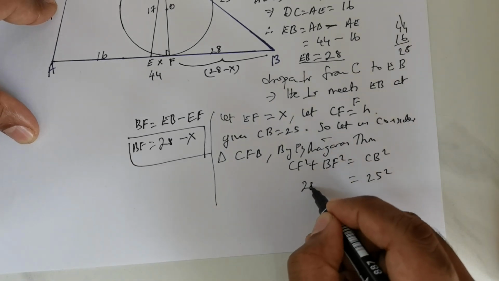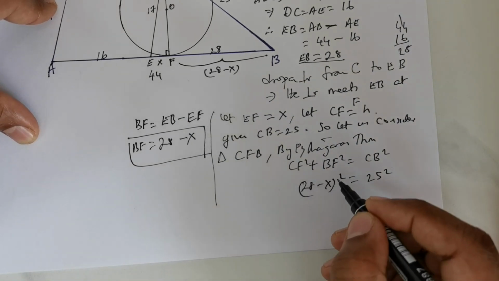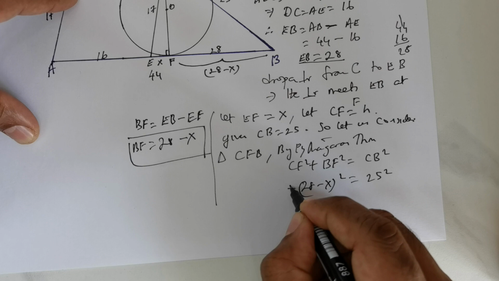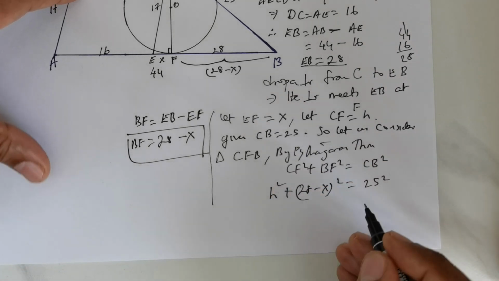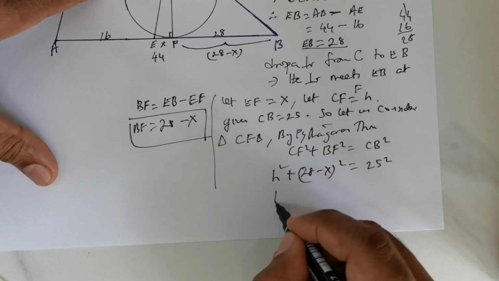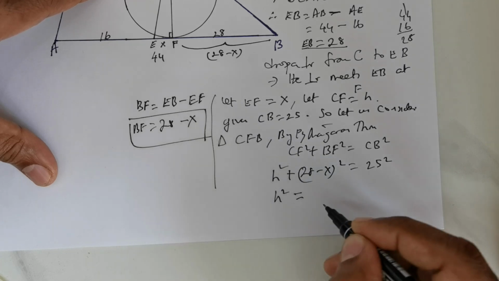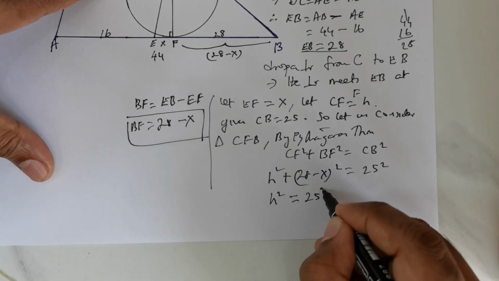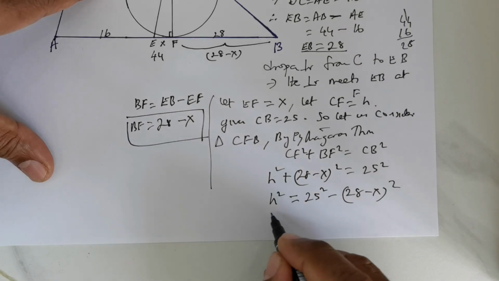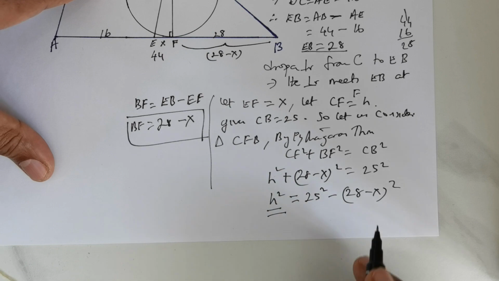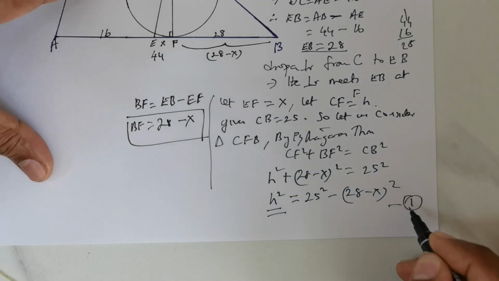So place that, 28 minus X raised to the power of 2. CF is H, we're taking it as H, so it's H squared. So I'm going to write an equation for H. So H squared is 25 squared minus the quantity 28 minus X, the whole squared. This is my H squared. So let me take this as equation 1.